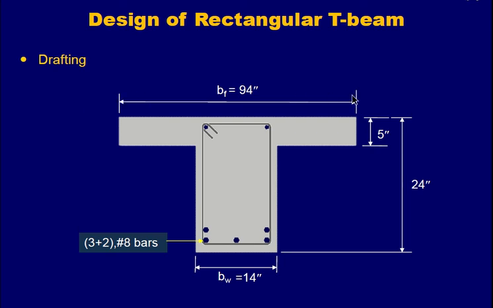The BF is 94 inches, BW is 14 inches, total height of beam is 24 inches, height of slab is 5 inches, and this is your design. You are using 5 number 8 bars, okay, in 2 rows. You have used 3 bars in the bottom row, 3 plus 2 in the top row, okay. So this is your design of rectangular T-beam, and the next will be design of a true T-beam, okay.